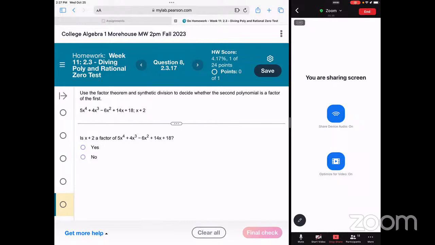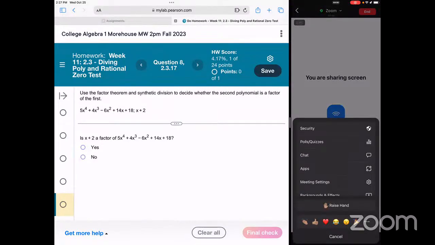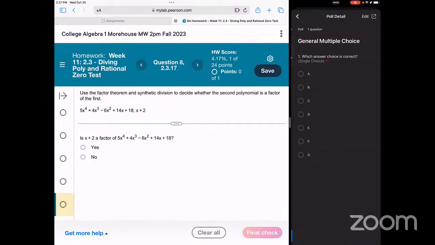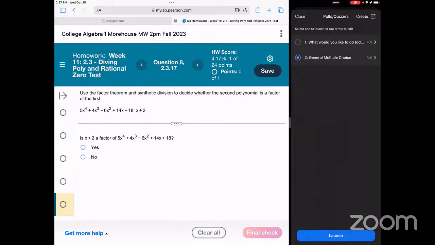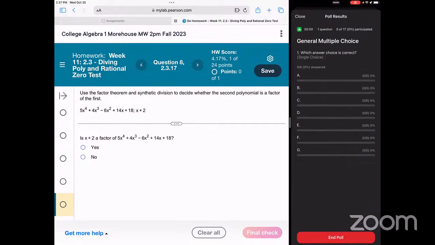Let me make the poll available for this one. Okay. So this one's available for everybody. I know we were working on one, we lost it just because of the timer thing. Okay, this one says use the factor theorem and synthetic division to decide whether the second polynomial is a factor of the first, right? So I'm going to try the timer one more time, and I think I know how to fix it. You got a 50-50 chance if you just guessed at this one, right? Let's take 2 minutes, right? So let me set the timer.